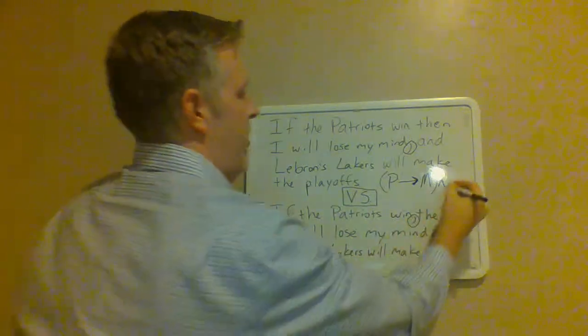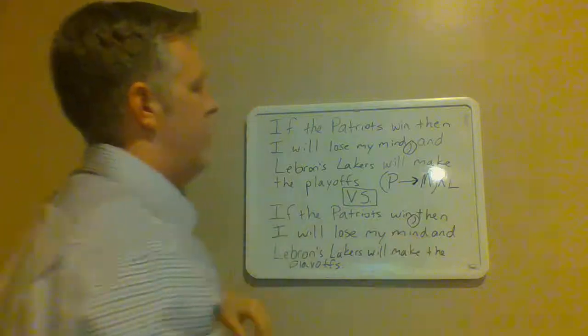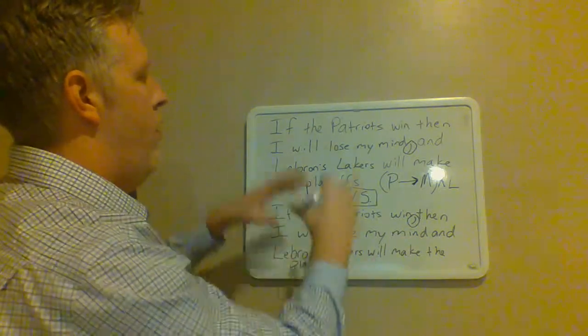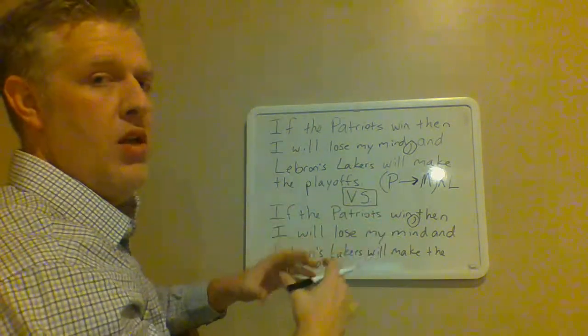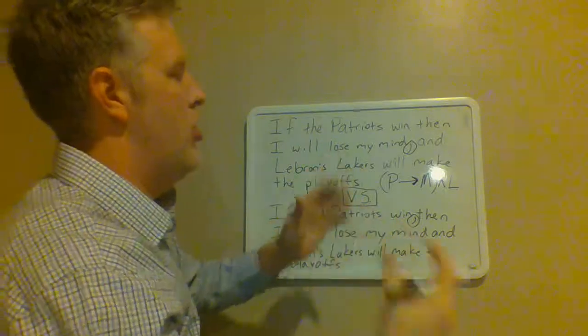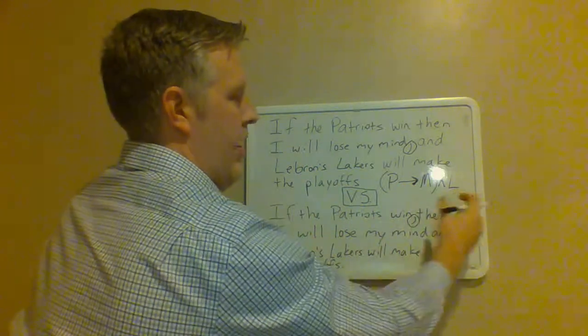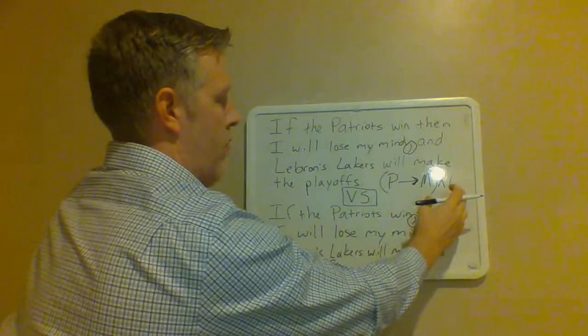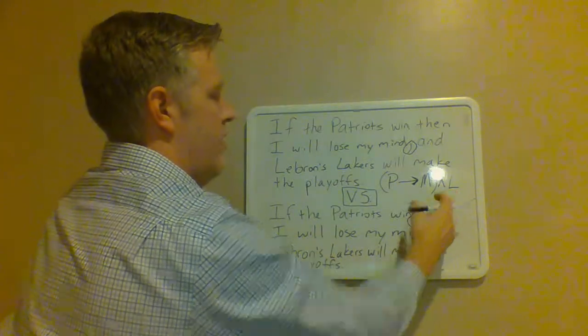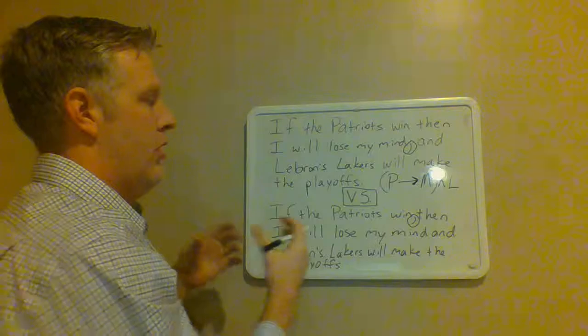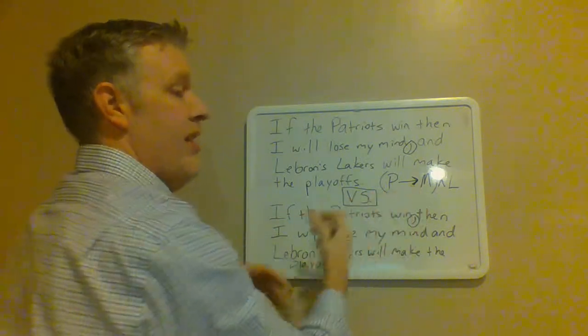So we'll just use a basic claim variable of L for that, right? So, again, overall, this expression is a conjunction. And for its conjuncts, the right conjunct has just one claim: LeBron's Lakers will make the playoffs. And the left conjunct is inside the parentheses.